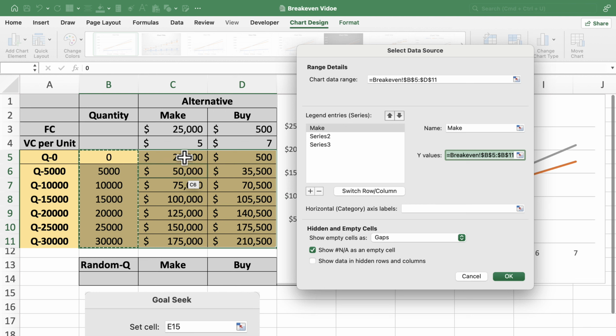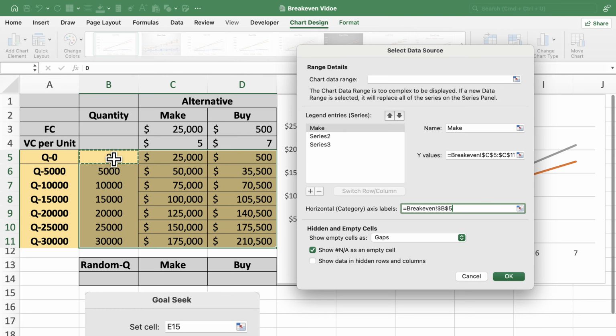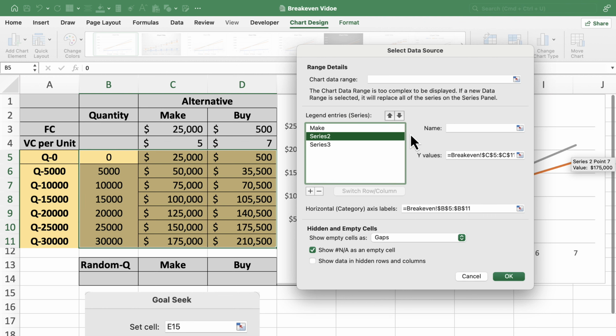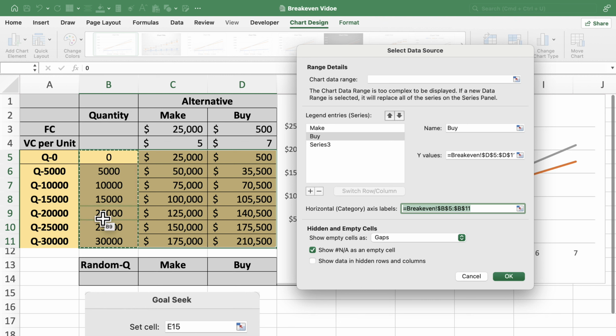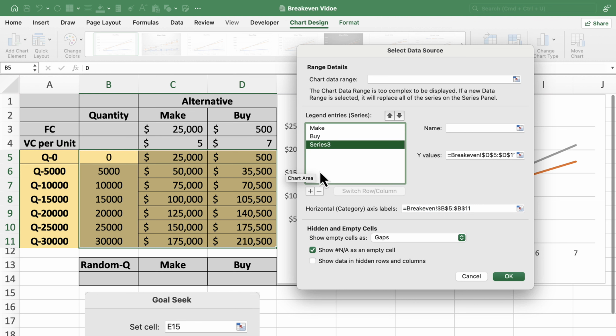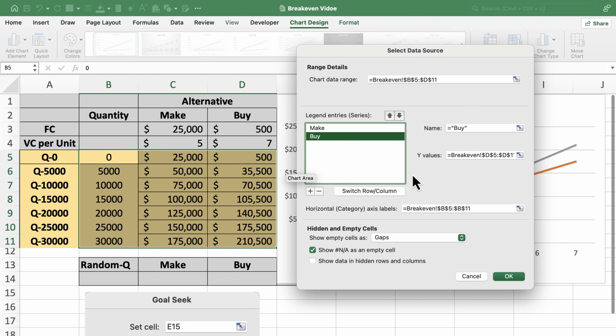And then it says y value. So y value is this one, and then the next one is horizontal. Horizontal is quantity. I want to use this one. So my idea is that I want this quantity to appear on the x-axis and total cost to appear on the y-axis. And then I will go for the next one, and this one I will call buy. That's our second alternative. For this one, y value is this one, so I will choose this one, and the x-axis value is this one. That's right. And then there is a third one, we don't need it, so I will delete this one by clicking on this one. Okay, so we have got this one.